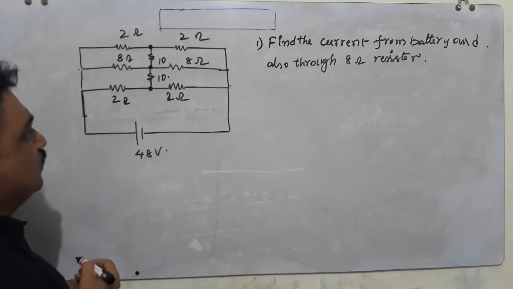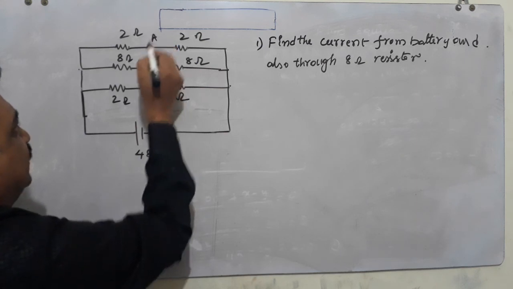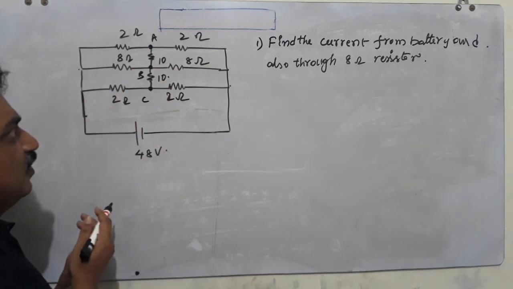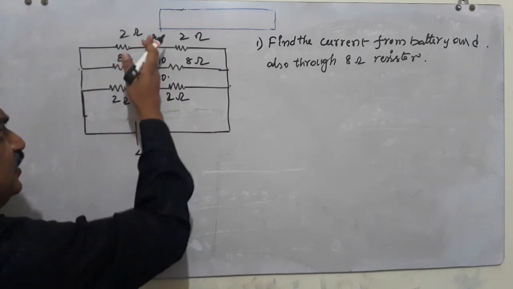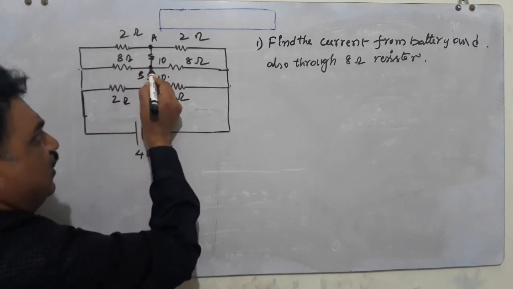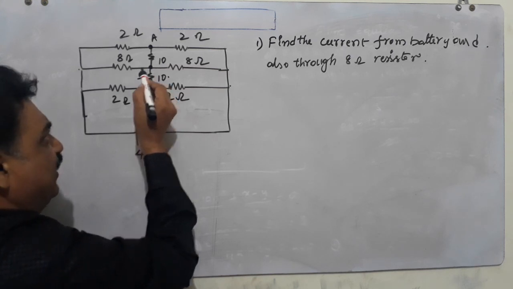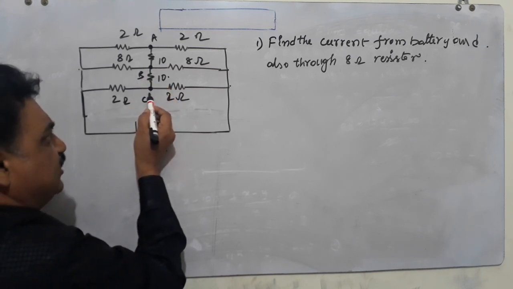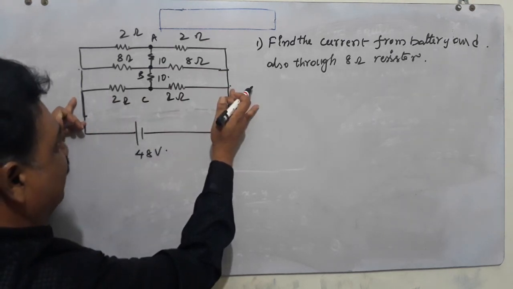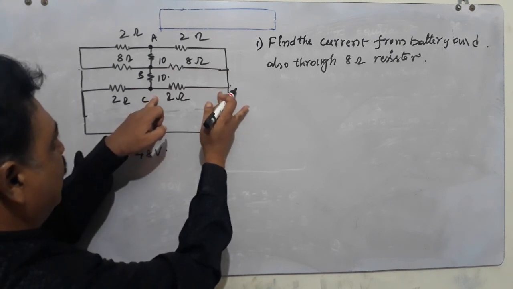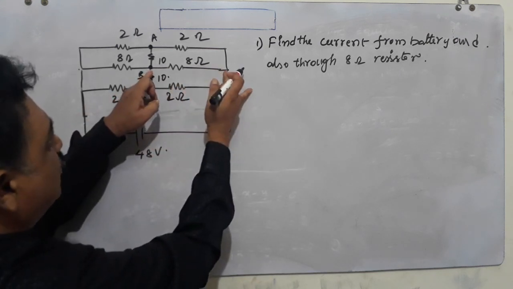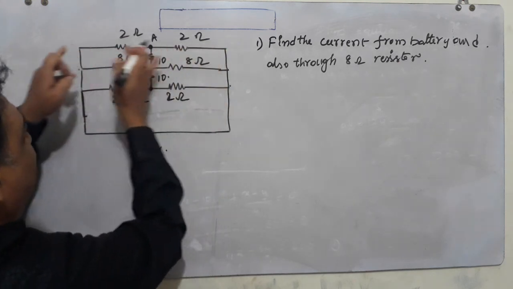That means if you take the points as A, B and C, A, B and C are the symmetrical points in this circuit, so that A is at the same potential as that of B and B is at the same potential as that of C. That means if 48 is the total potential difference, here it will take 24 and this will be taken 24. Here also 24, 24, 24, 24.